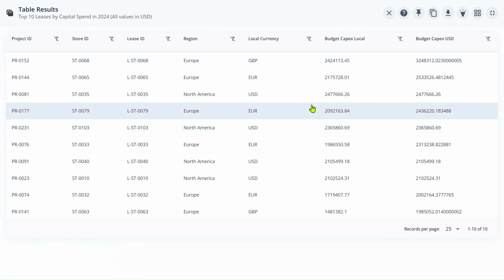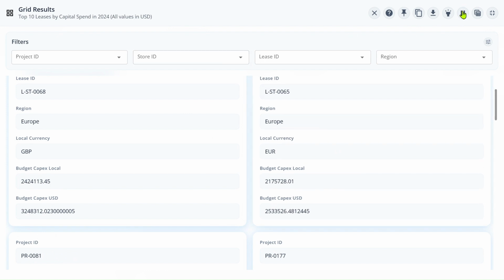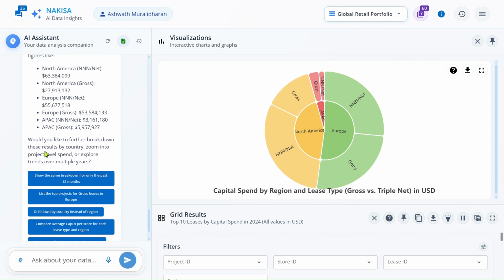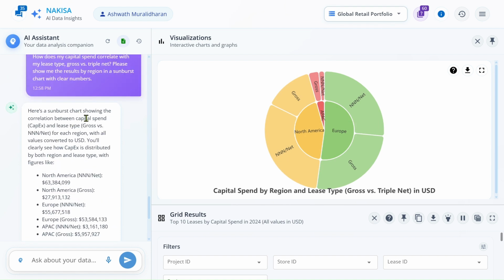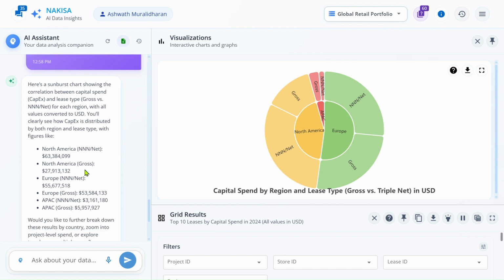You can, of course, expand, contract, convert your data into filterable cards. You're able to copy, pin, and download charts and tables as well. And voila, here we go. We have a sunburst chart showing correlation between capital spend and lease type. And you're seeing here that my capex is distributed across global regions by lease type between net and gross as follows. And you'll see the sunburst kind of also having its native drill down.